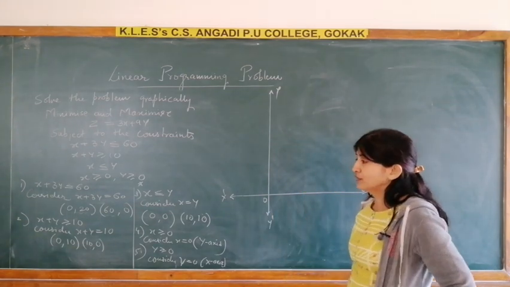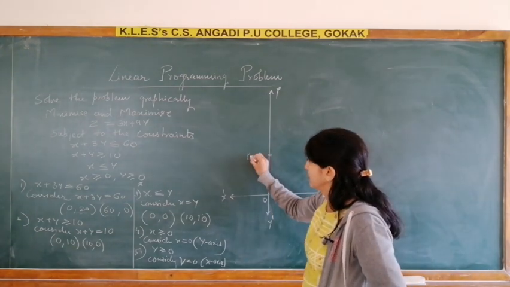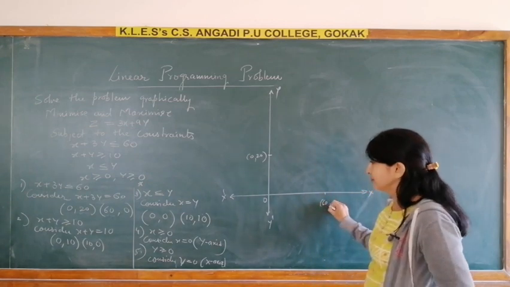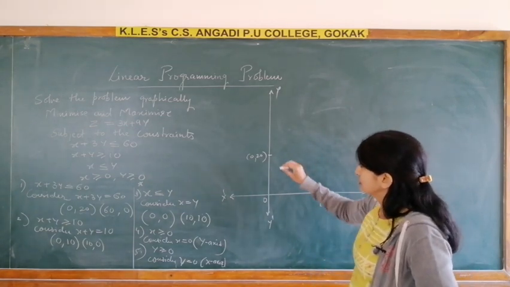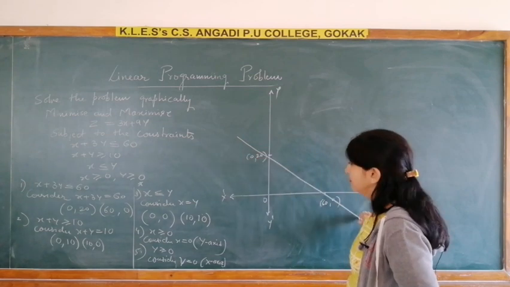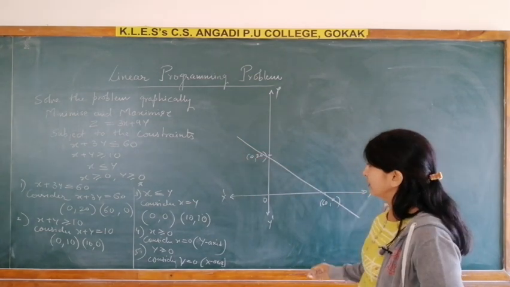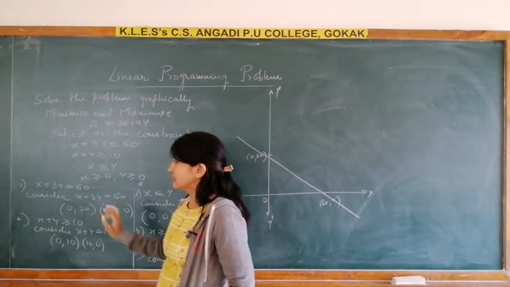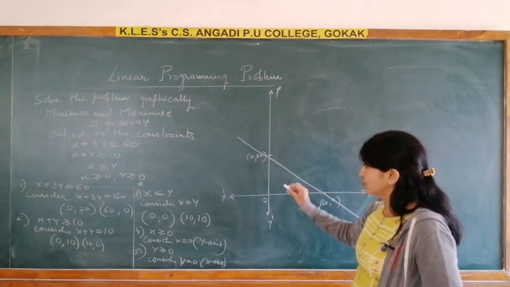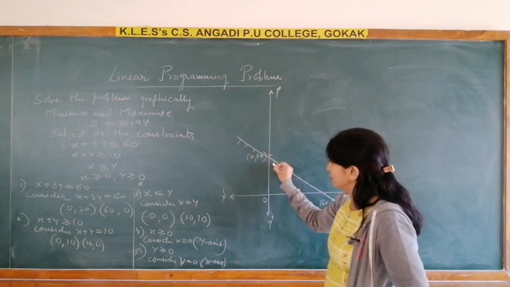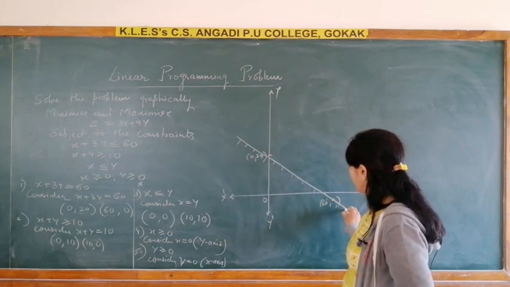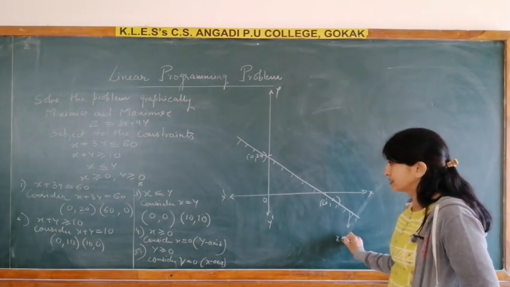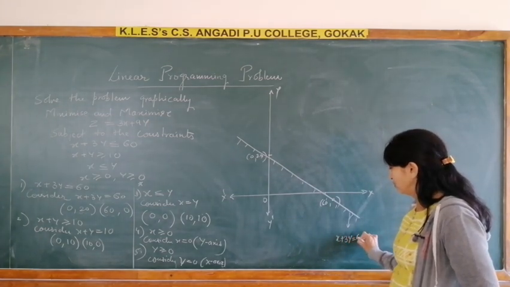Now, first point 0 comma 20, second is 60 comma 0. Join it with a dark line because it is a slack inequality. Shading region: where does it come? 0 plus 0, 0 is less than 60, yes it is true. So, towards the origin. You can take it far like this. What is the equation of this line? x plus 3y is equal to 60.